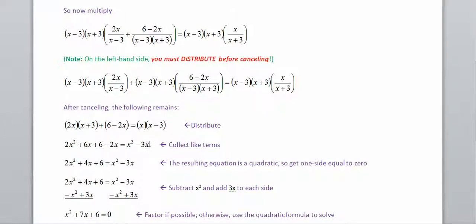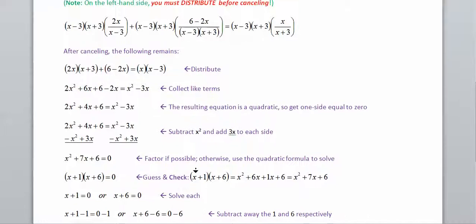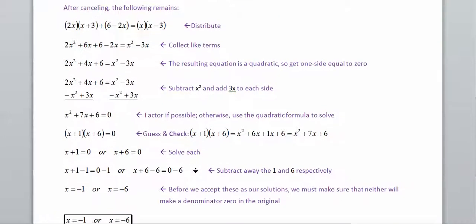So now we're going to distribute to get rid of our parentheses, which leads us down to right here. We're going to go ahead and collect like terms, clean that up a little bit more. And at this point, we take a look at the equation to determine how we're going to solve it from there. Since it's a quadratic equation, we want to get one side to 0. So we're going to get the right side to 0 by subtracting the x squared and adding a 3x to each side. In doing that, we get x squared plus 7x plus 6 equals 0.